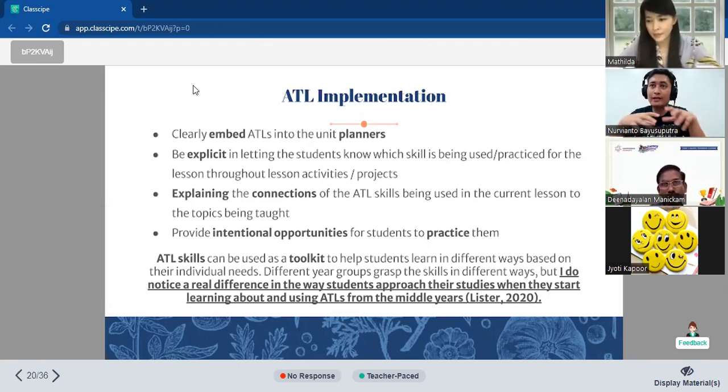So for the ATL itself, most of you might have known this. It is clearly embedded into your lesson planners, be it the SOW or unit planners, and also explicit, and it explains the connections of the ATL skills with the topic being taught. For example, just now Ms. Mathilda asked about stereotypes, so what are the ATL skills being used? So in a way, the ATL implementation and the SEL implementation are about the same.